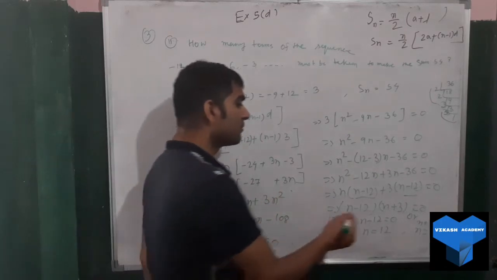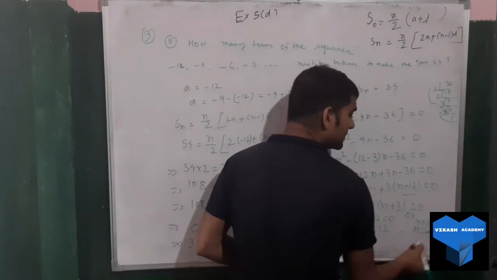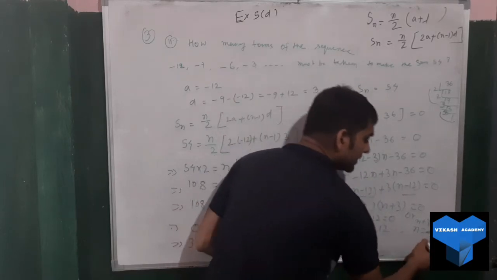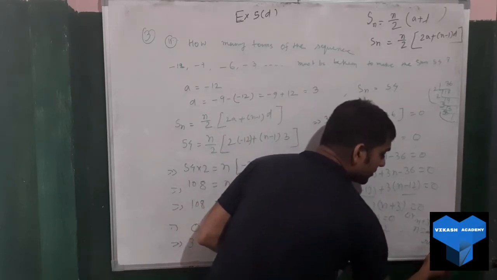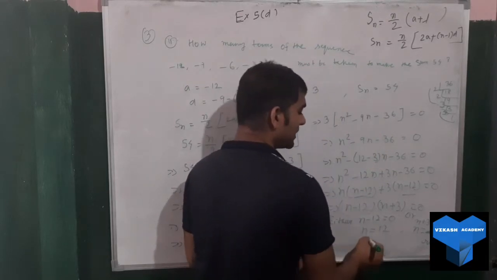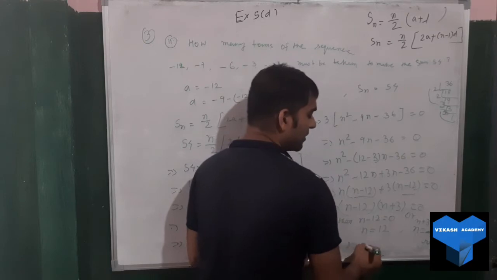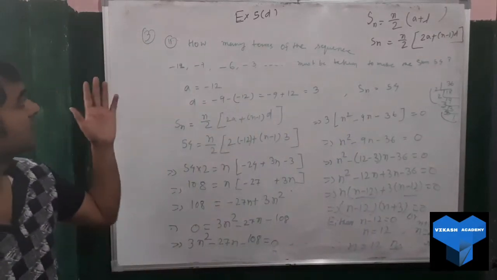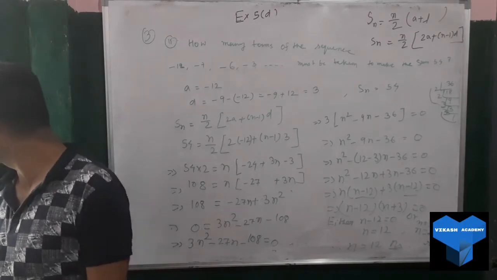So we will not take n as minus 3, because the number of terms cannot be negative, which is not possible. We will reject this second one, minus 3. So rejected, therefore this will be our answer. Therefore n, the number of terms, will be 12. So this will be our answer for question number 3, subdivision 2.